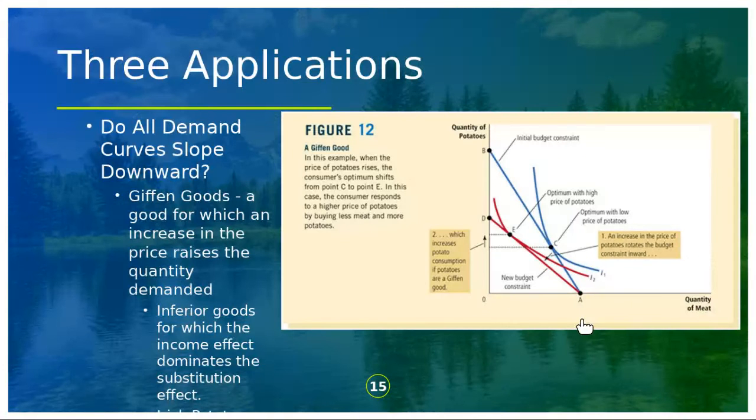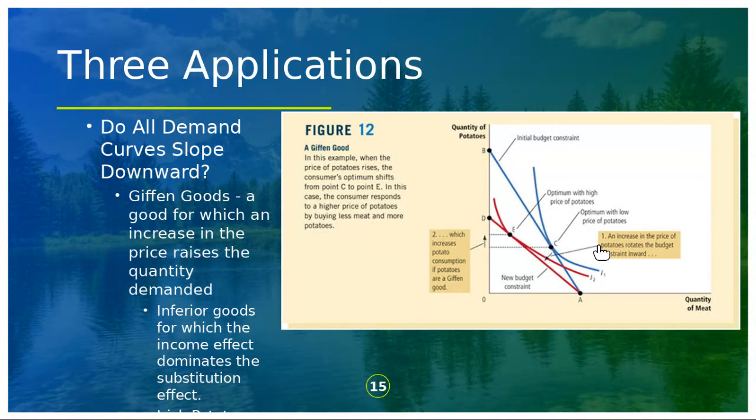So let's get to our applications. We had 3 questions at the beginning of class, right? And we'll answer the first of those questions. Do all demand curves slope downward? The answer is no. So theoretically, something called a Giffen good exists. And a Giffen good is a good for which an increase in the price raises the quantity demanded. Typically, we think that this is an inferior good for which the income effect dominates the substitution effect. And a historical example of this is considered to be the Irish potato famine.